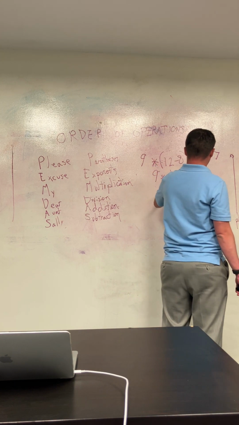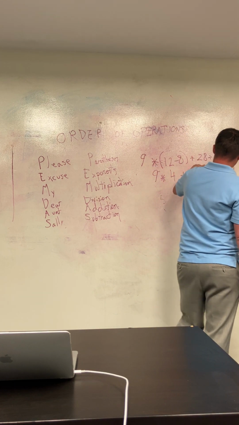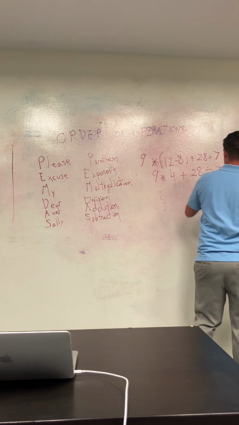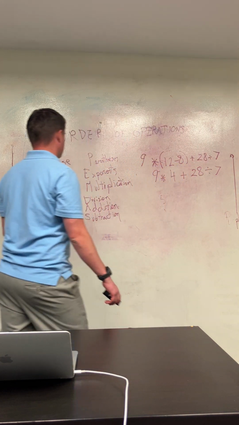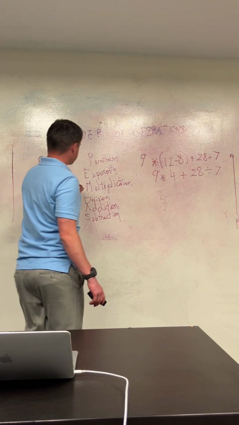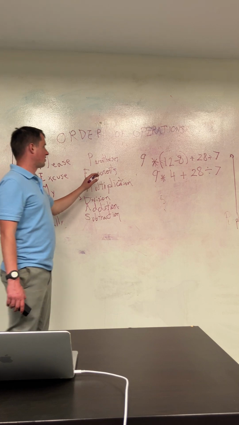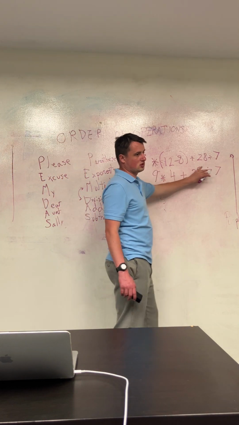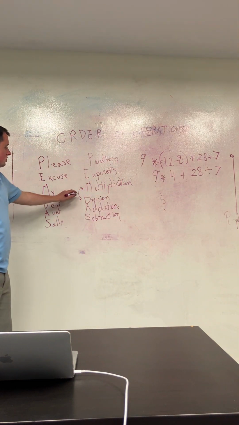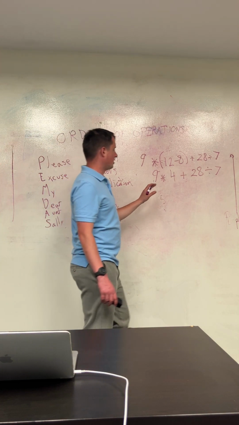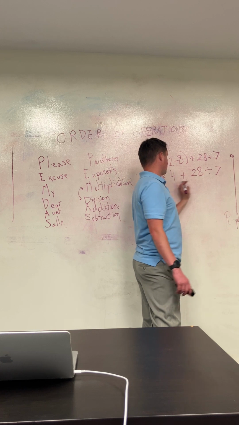4 plus 28 divided by 7. Oh, divided by 7. Now let's look. Exponents. Multiplication and division are funny. Exponents, there's no exponents here, so we can forget that. These, you actually go left to right doing these, but if it was only multiplication and division, we go left to right.